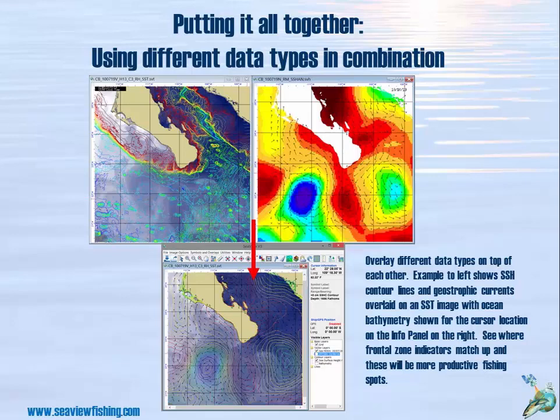You can display different images side by side and overlay different data types on top of each other as contour lines. The example shown here depicts how sea surface height contour lines and geostrophic currents can be overlaid on an SST image with ocean bathymetry shown for the cursor location on the SeaView information panel to the right. See where the different frontal zone or oceanographic convergence zone indicators match up, and these will be more productive fishing spots. In future videos, we will show you how to use the SeaView cursor linking tool and the data merge function to further enhance your data and analysis skills.